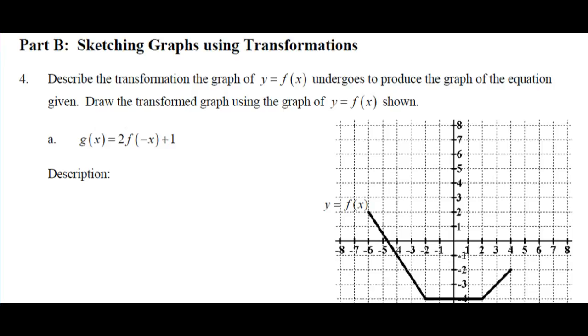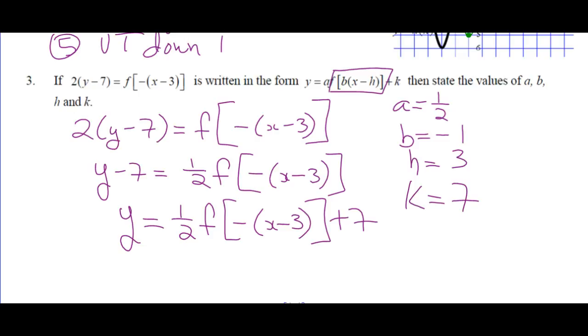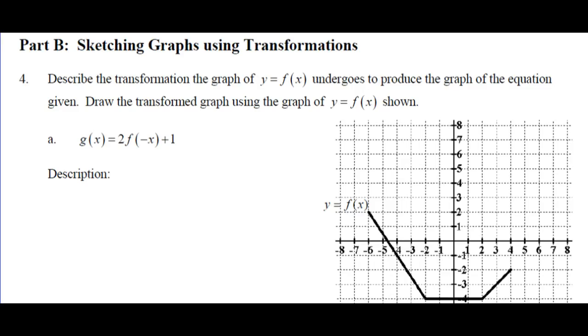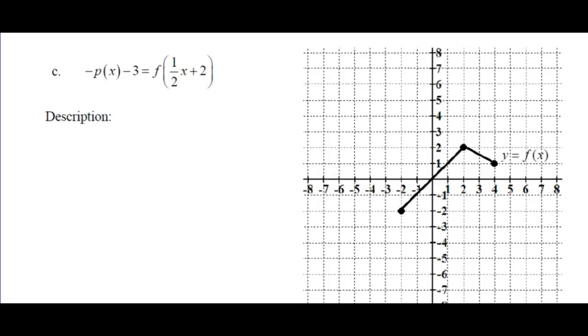All right. Was that it on that page? Okay. Which way am I going? That way. Part B. Hey, we're almost there, just doing this for the entire period. Part B, sketching graphs using transformations. Describe the transformation the graph of y equals f of x undergoes to produce the graph of the equation given. Draw the transformed graph using the graph y equals f of x shown. And there's an A. Is there a B? Yeah, there's a B. Is there a C? Is there a D? No.